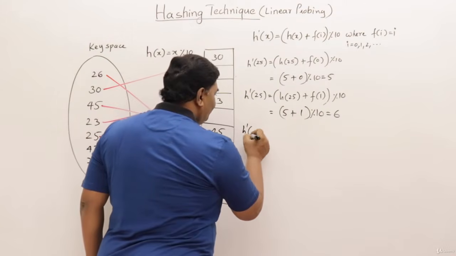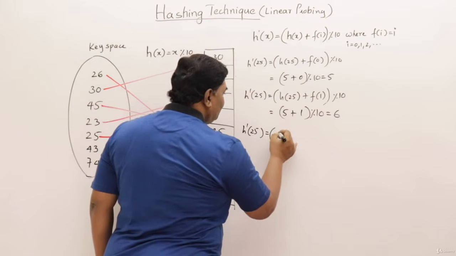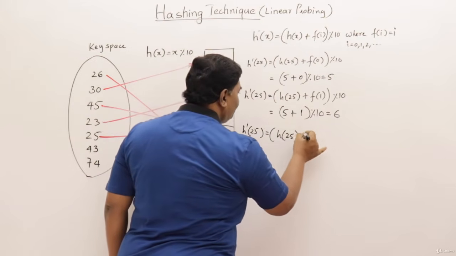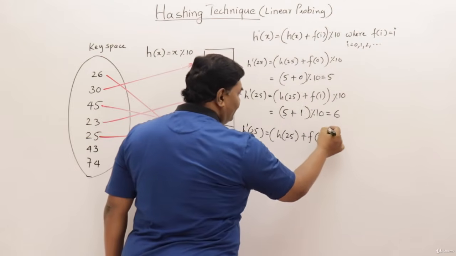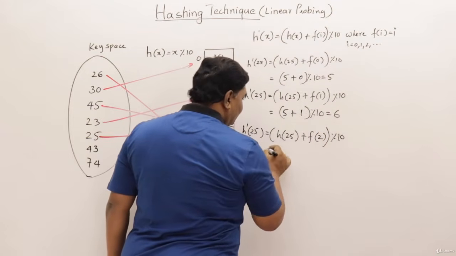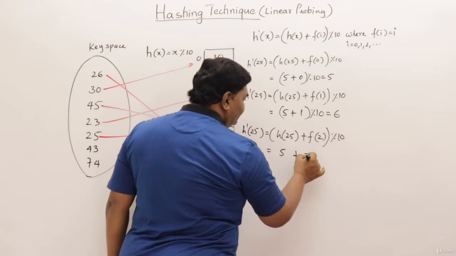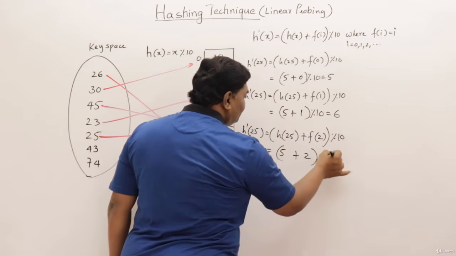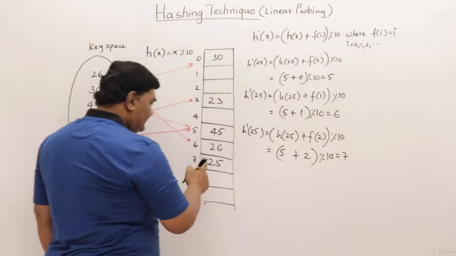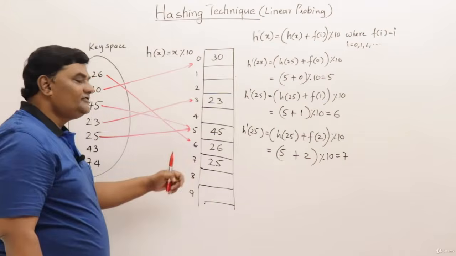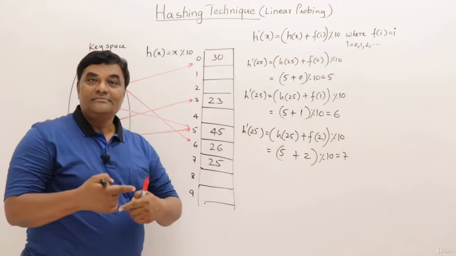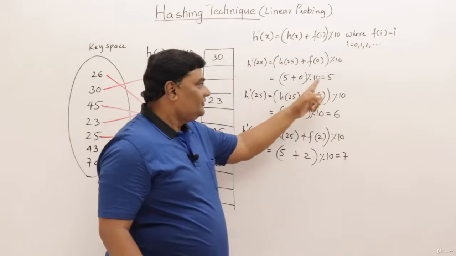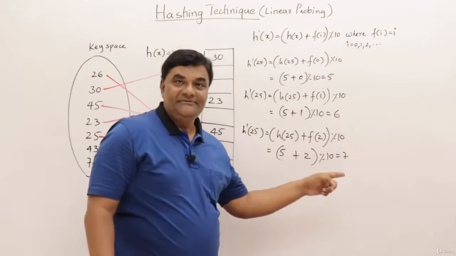Then h dash of 25 is h of 25 plus f of 2 this time. After f of 0 and f of 1, then f of 2 mod 10. This is 5 plus 2 mod 10, which is 7. Yes, check at 7. There is no collision, so we store it here. This is how the function is computed more than one time: first time collision, second time collision, third time we got a space.